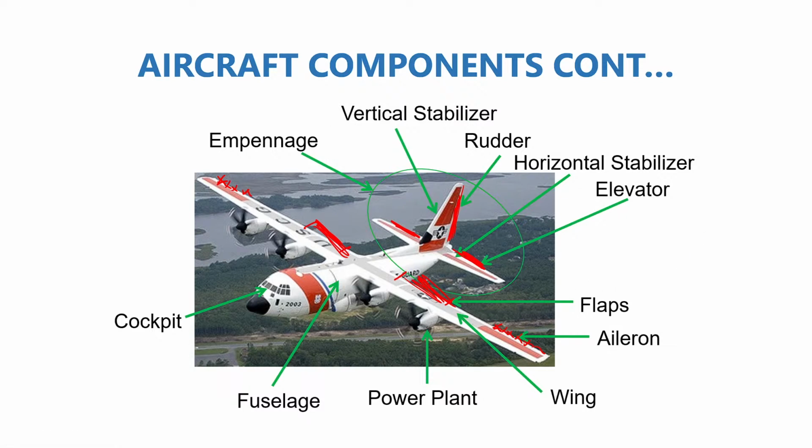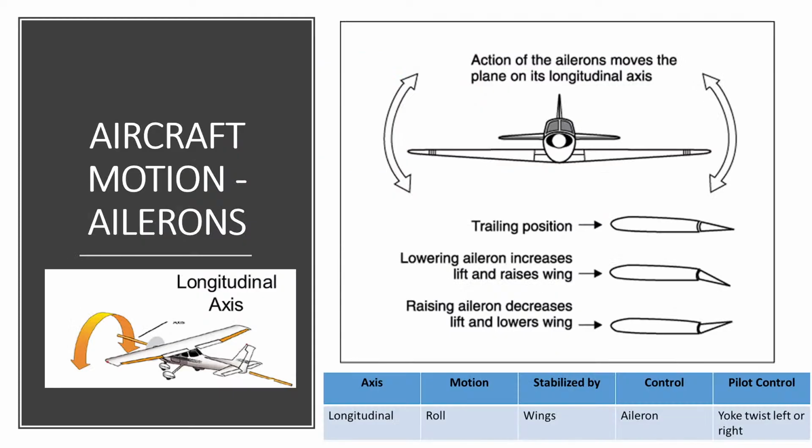All right, give me 3 more minutes so I can cover the motion of the aircraft, and then we'll take that 5-minute break and come back here. So you have 3 different primary flight controls, and then you have secondary flight controls. Your primary flight controls are your ailerons, your elevator, and your rudder. The first one is going to be your ailerons.